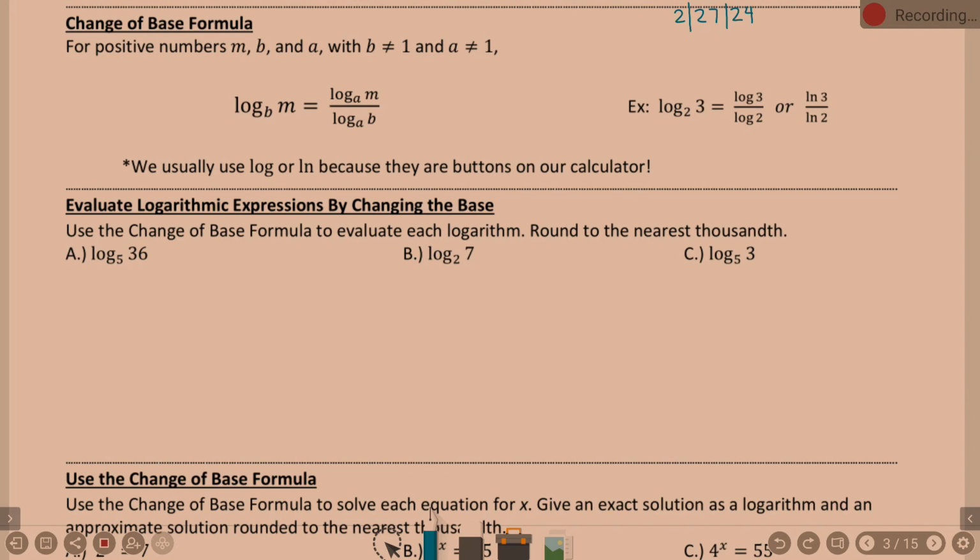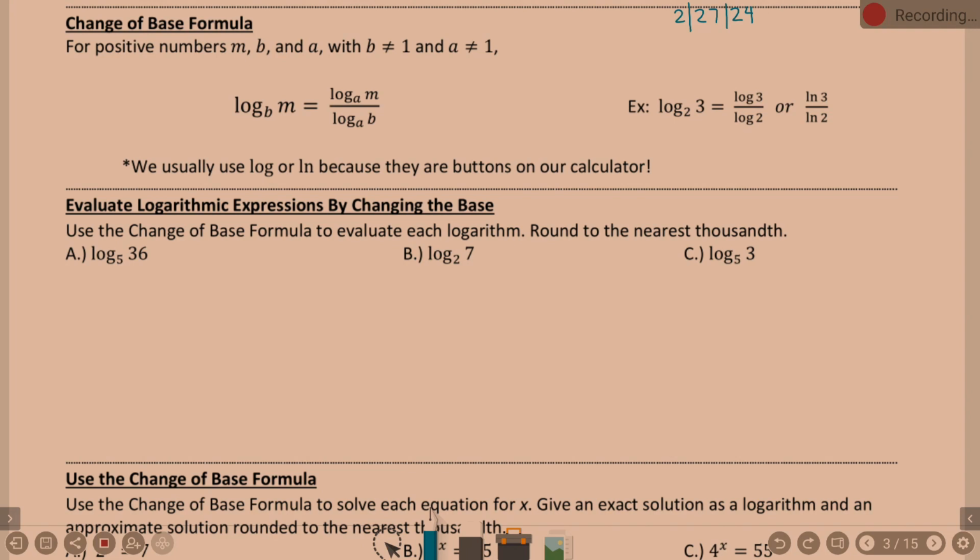So again, for positive numbers m, b, and a, where b cannot equal 1 and a cannot equal 1, we have this rule: the log base b of m is equal to the log base a of m divided by the log base a of b. Basically, you pick the base you want. In other words, the calculator advantage is we pick that we want to make them either base 10 or base e.